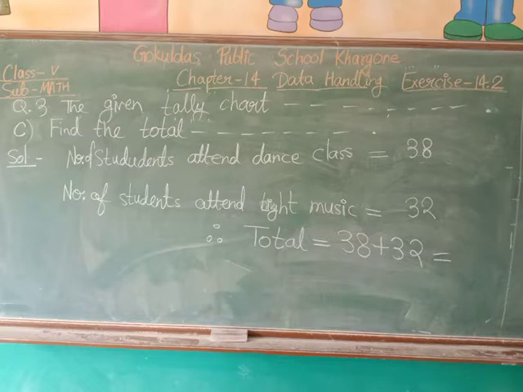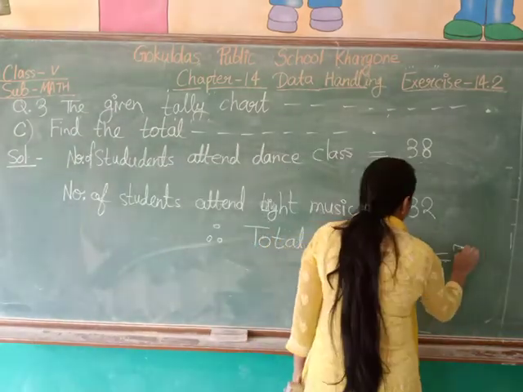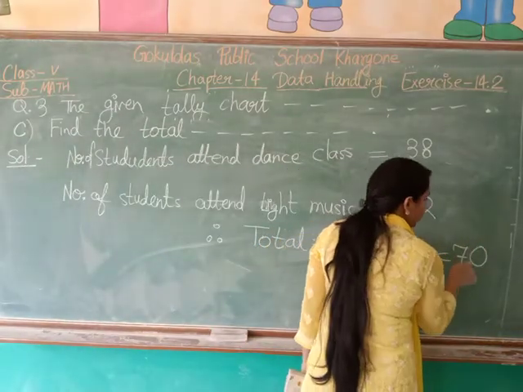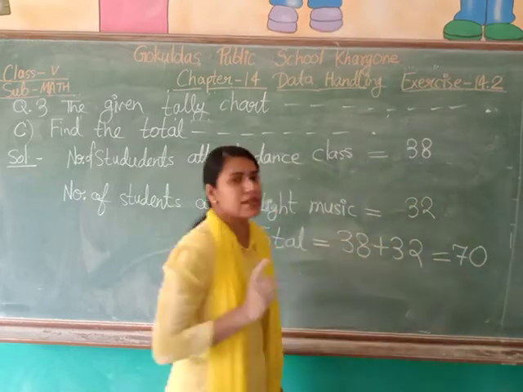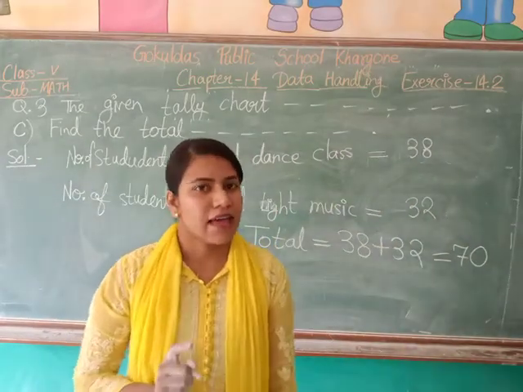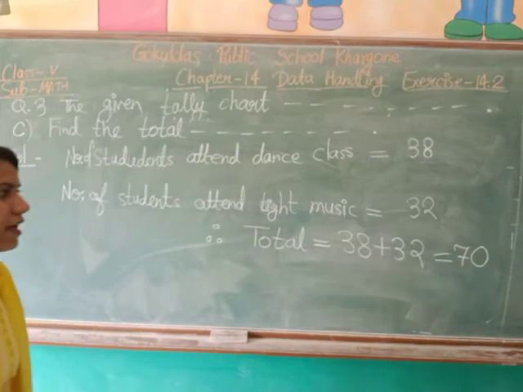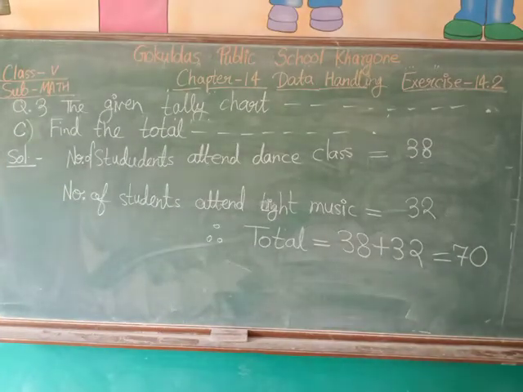So after addition what we get? We get 70. So total 70 students attend dance class and light music class. Take the screenshot.